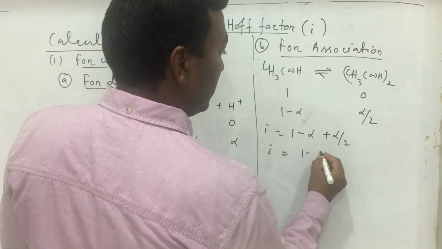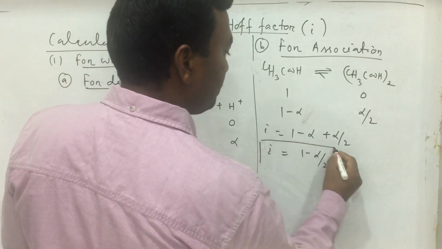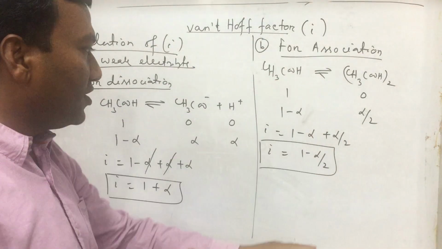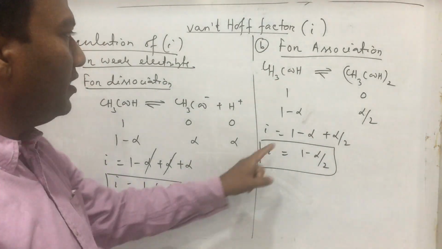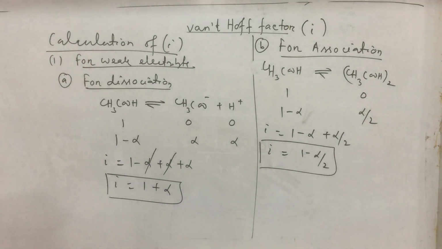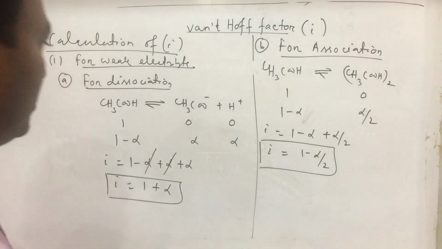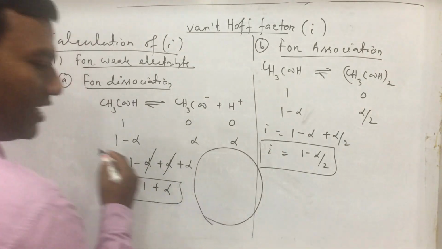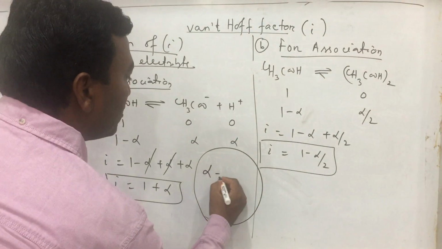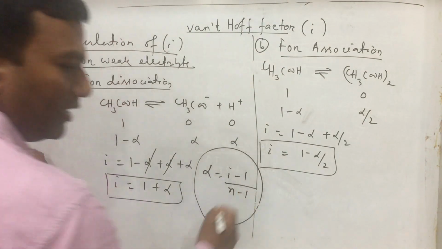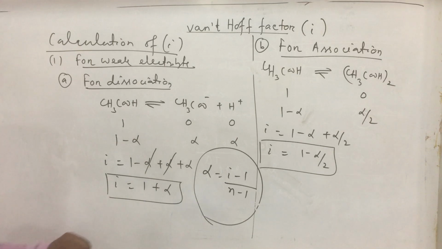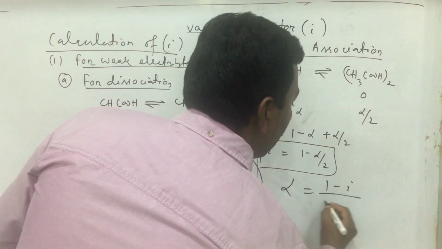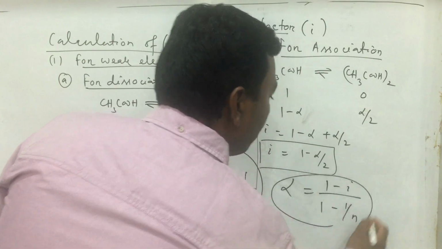So it will come to 1 minus alpha by 2. Clear? So here when it undergoes association, i is less than 1, and for dissociation, i is greater than 1. And for these two cases, remember the general formulas. Here, for dissociation, alpha equals i minus 1 divided by n minus 1. And for association, alpha equals 1 minus i divided by 1 minus 1 by n.